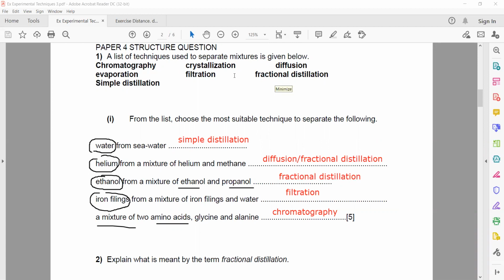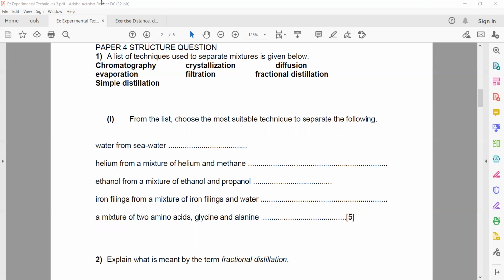So water from seawater, we use simple distillation. Mixture of gases, we use diffusion or fractional distillation. Alcohols are mixed together, we use fractional distillation. Iron filings are insoluble in water, so we can filter them out. And a mixture of amino acids, we can use chromatography.